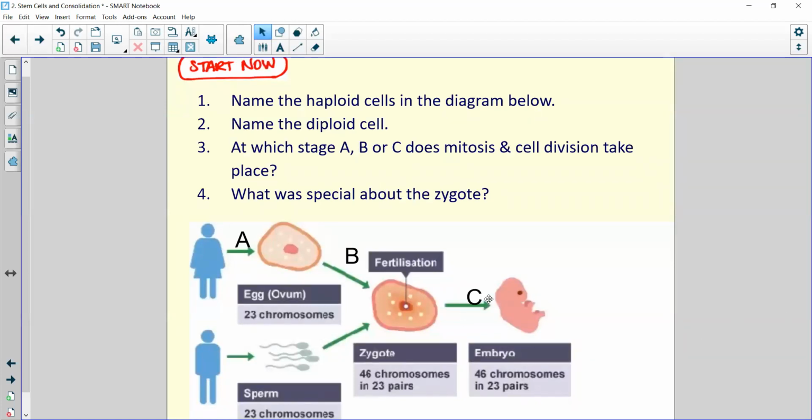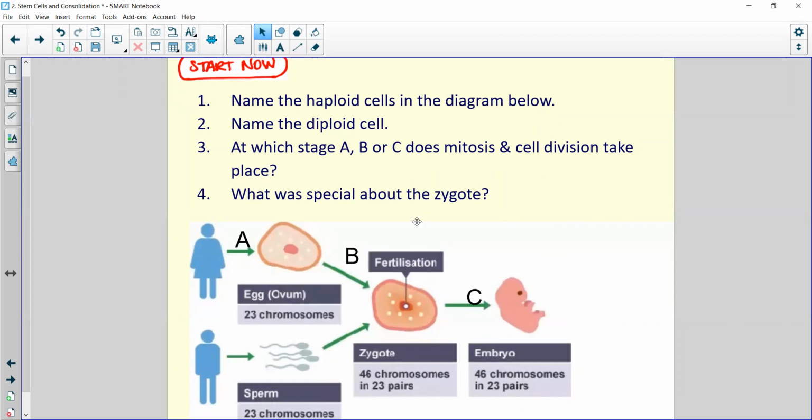The embryo as well, also the cells in this would be considered to be diploid as well, but there's lots of them. This is the only single cell here that we can see and name. Number 3, at which stage A, B, or C does mitosis and cell division take place? That would be C. This is where we've gone from having one cell to lots of cells, so a lot of cell division taking place there.